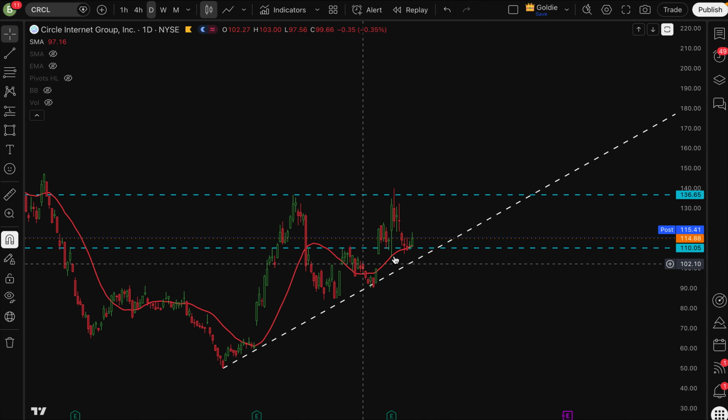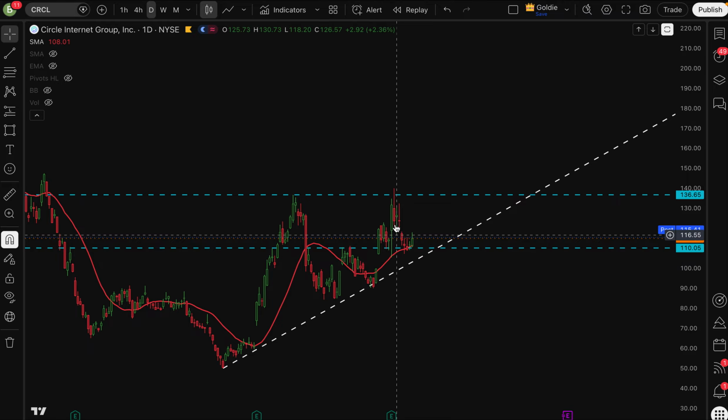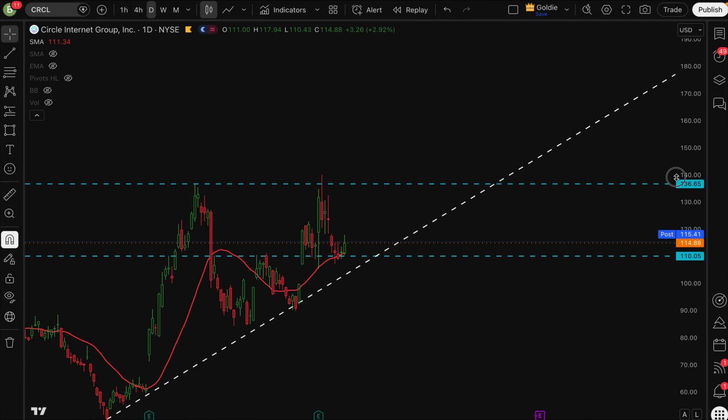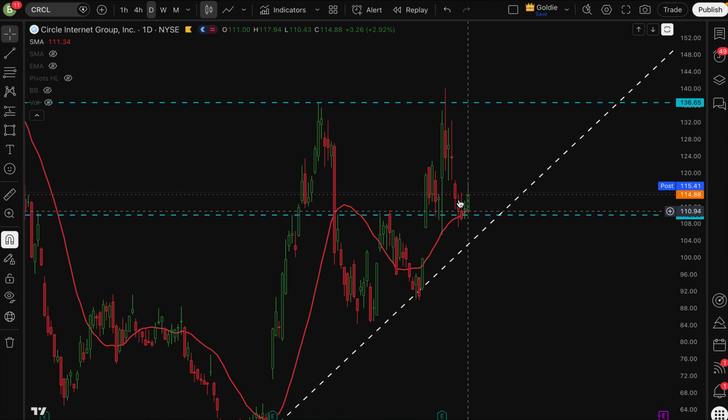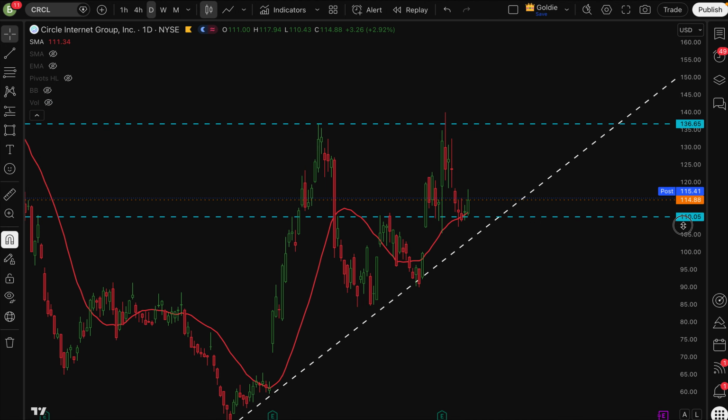What I mean by that is price comes down here, touches this line, and pushes all the way back up. Price is bouncing over this line right here, as we can see. It touches down, bounces up, touches, bounces, touches, bounces, right? So we're watching that as well.